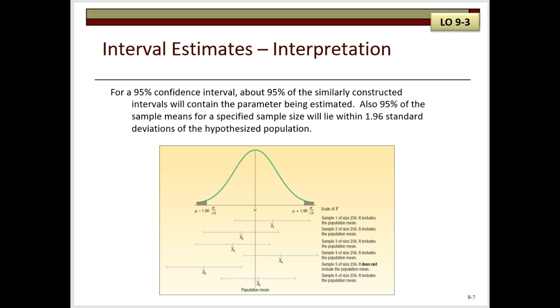So how do we interpret an interval estimate? The interpretation of a 95% confidence interval means that if we constructed 100 confidence intervals for the mean using the same sample sizes, about 95 of these confidence intervals will contain the true population mean. We normally interpret a 95% confidence interval as: we are 95% confident that the true population mean lies within the lower and upper limits of the interval.